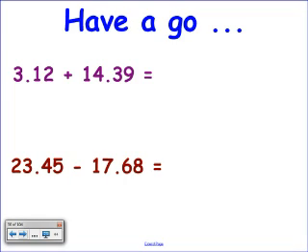I've got £3.12. I'm going to add £14.39. What's my answer? I've got £23.45. I'm going to take away £17.68. Again, what's my answer? So have a go at both of those.